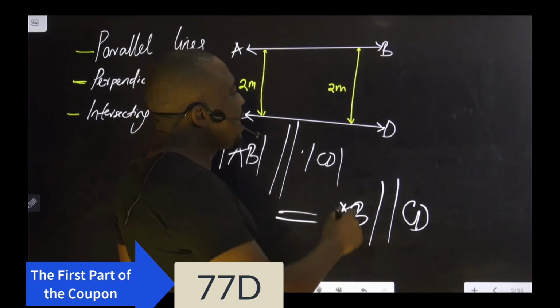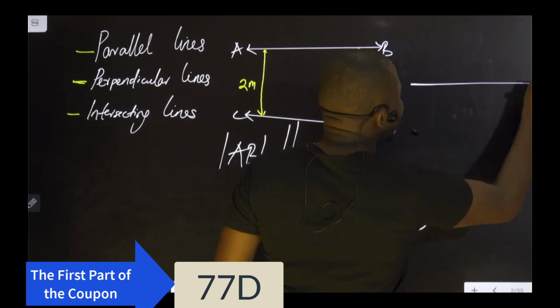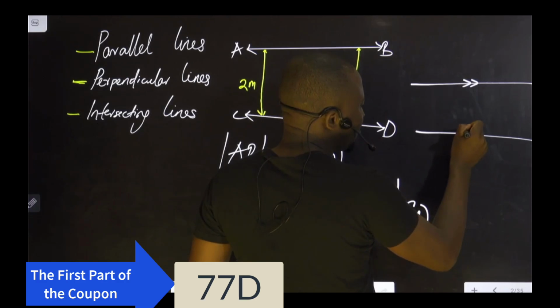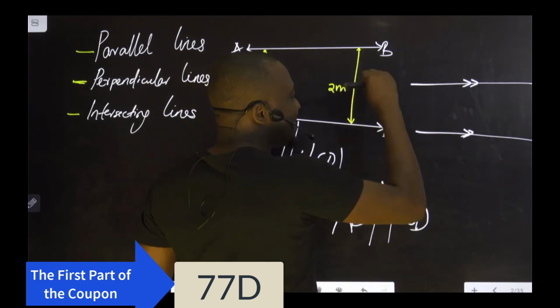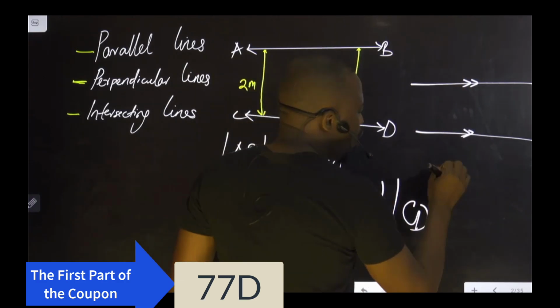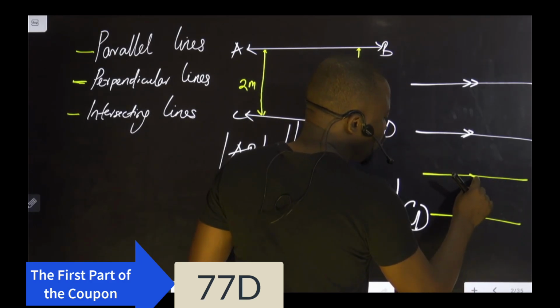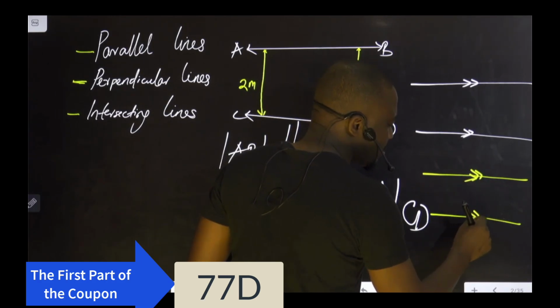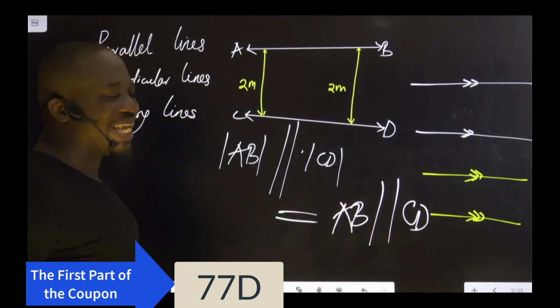So if you see two lines, this is a line for instance, this another line. You see arrows like this, two arrows. What it says is that this line is parallel to this line. Or you see a line like this, just one arrow, or even 3 arrows, it means they are parallel.